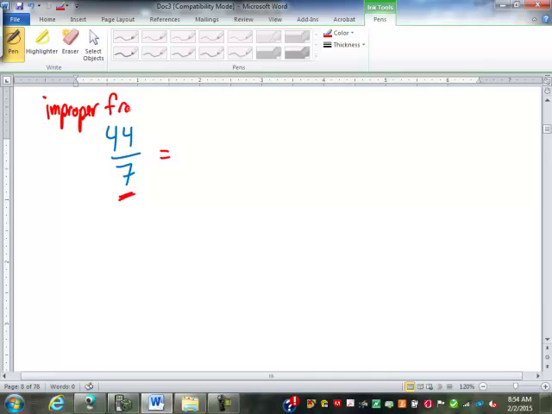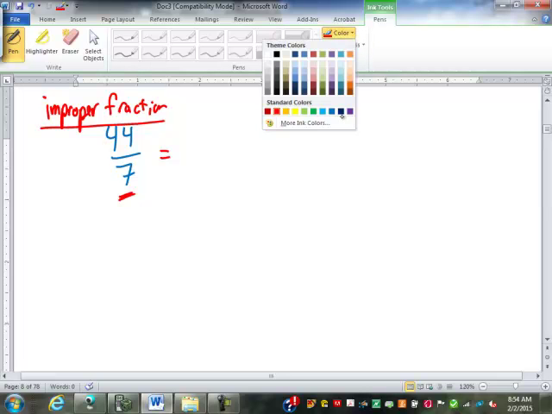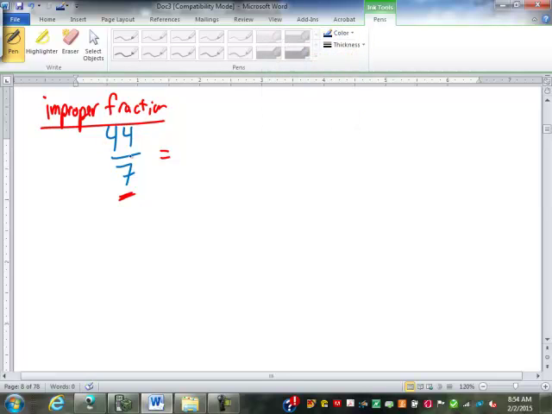Now there's nothing wrong or improper about it, it's just the numerator is bigger than the denominator. We have more than enough pieces to make whole objects, we'd rather have some whole objects. To figure out how many whole things we can get from that, we would do 44 divided by 7, which would come out to be 6.285714286 approximately.